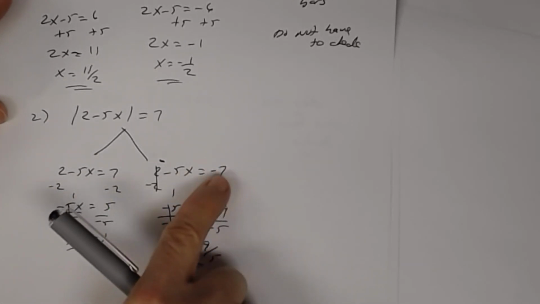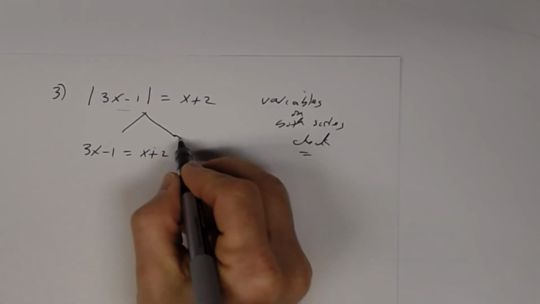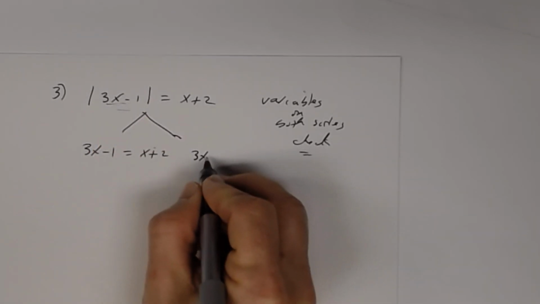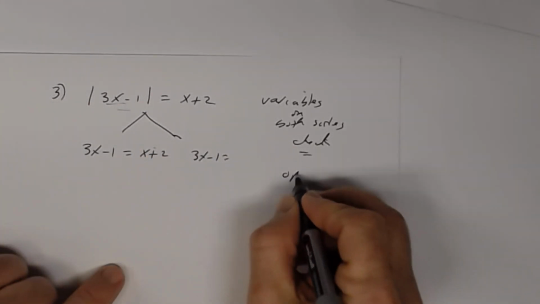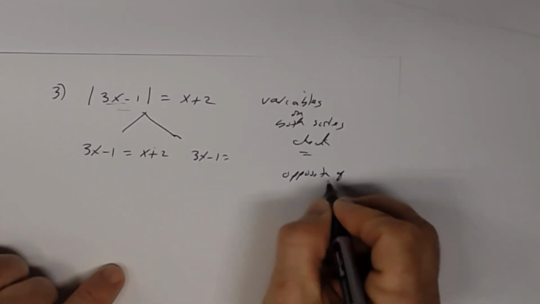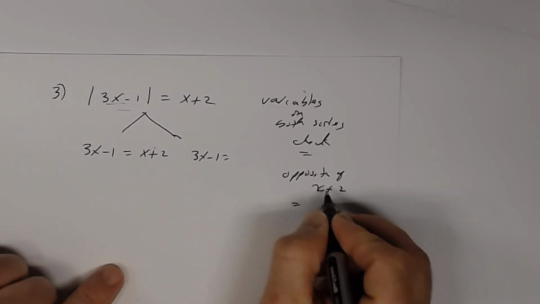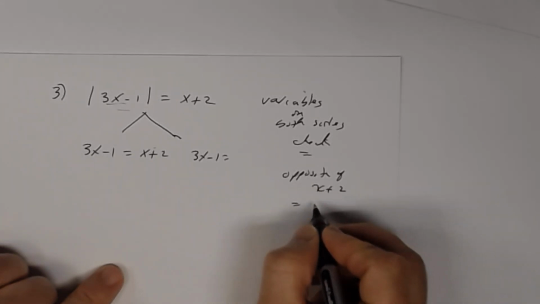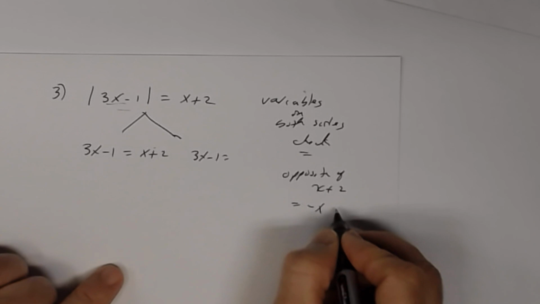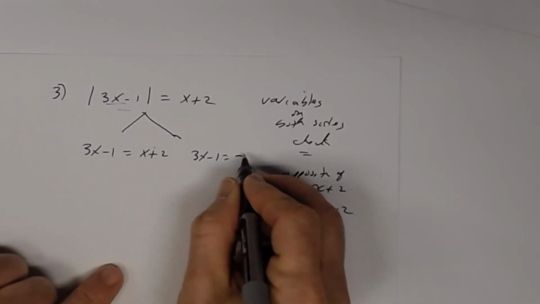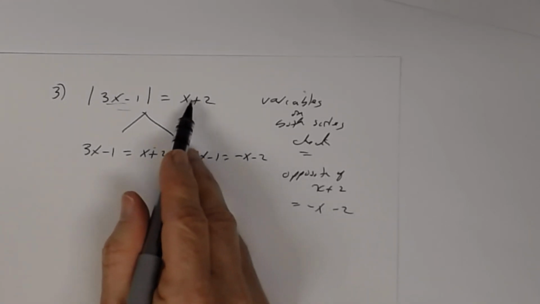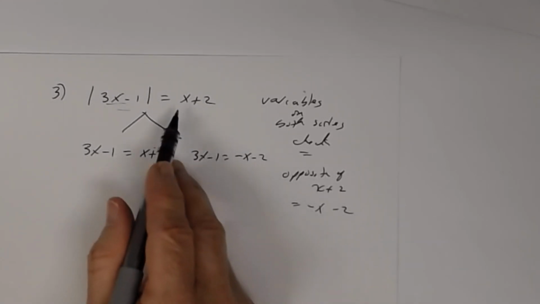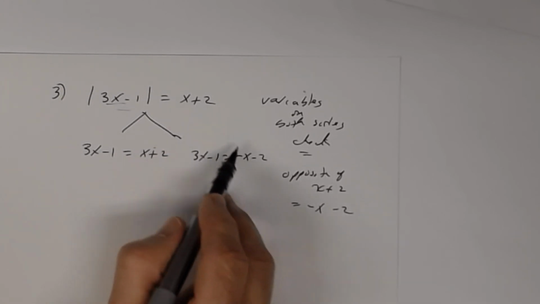Now on this side, though, you're going to take the opposite of what's over here. Okay, now listen carefully to what I'm saying. So 3x minus 1 equal the opposite of x plus 2. So the opposite of x plus 2 is where you take the opposite of each term. So the opposite of x is a negative x. The opposite of 2 is a negative 2. And so that goes here, negative x minus 2. And that's all you do on this side. So you just take the opposite of each term. Opposite of x is negative x. Opposite of positive 2 is negative 2.